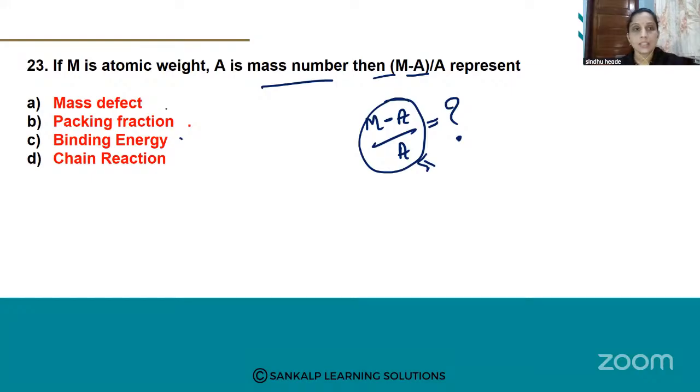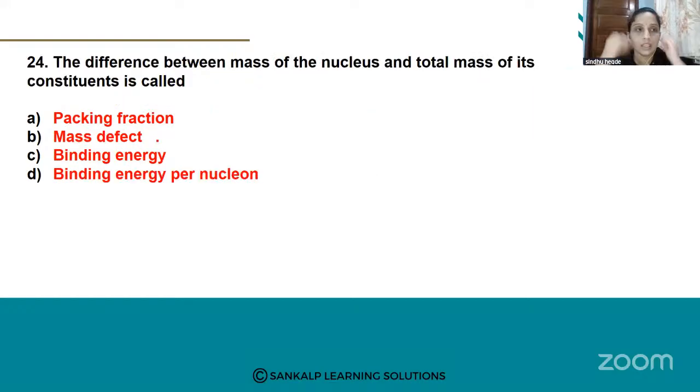No, mass defect does not tell about these atomic and mass numbers, right? Then binding energy? No, this is also wrong. Then chain reaction? No. So it is packing fraction. This is the formula of packing fraction. So here the correct answer is packing fraction. Got it? Okay, we'll move to the next one.